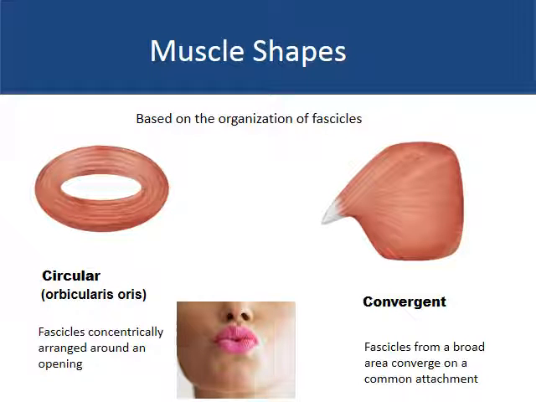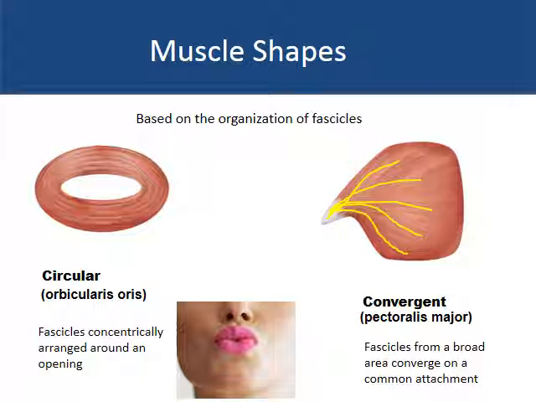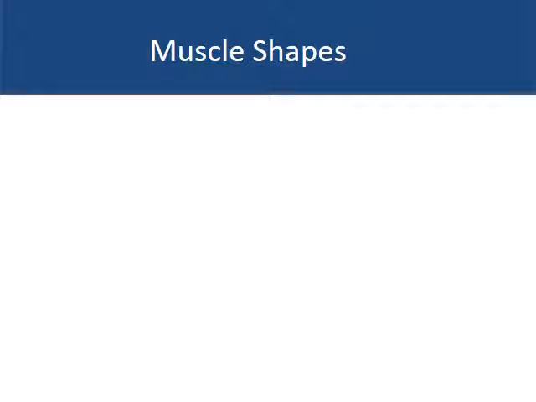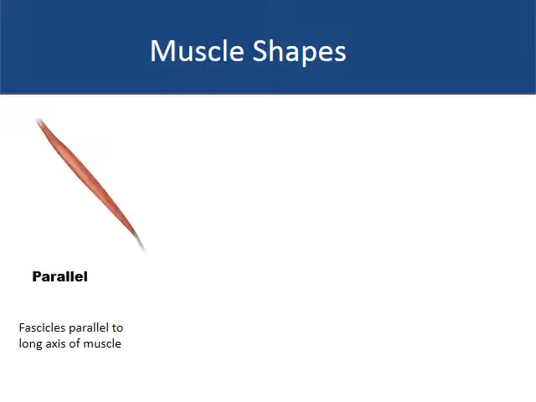Another type of muscle is a convergent muscle. Here you have many fascicles from a broad area that all converge to one attachment, like so. An example of this, shown here, is pectoralis major, which is the large muscle on your chest. Another type of muscle shape is a parallel muscle. Here, fascicles run parallel to the long axis of the muscle. An example of this type of muscle would be sartorius, which is a long muscle in your anterior thigh.